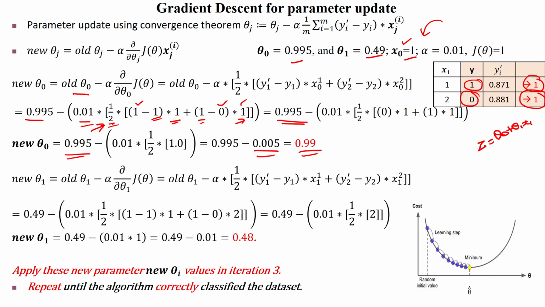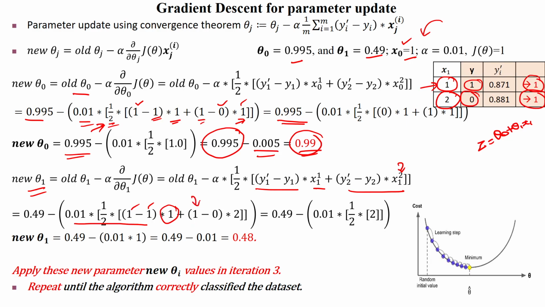You see it is slightly updated. Previously it was 0.995, and earlier than that it was 1. So now it is updated with gradient descent. Now theta 1 also we are going to update, with the x1 value for sample number 1 and the x1 value for sample number 2. Now we substitute the values: the predicted value and actual value for sample number 1, which is given here, and the predicted value and actual value for sample number 2, where x1 is 2.